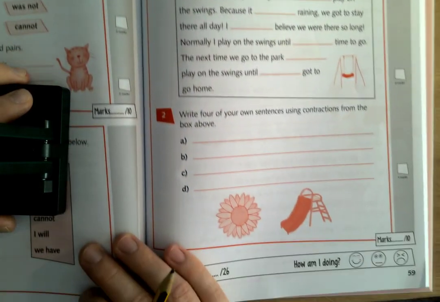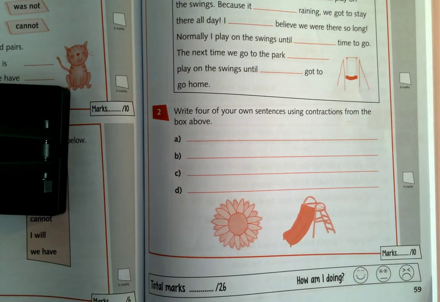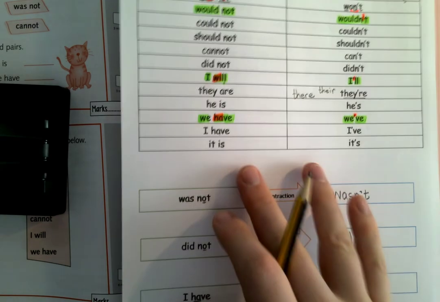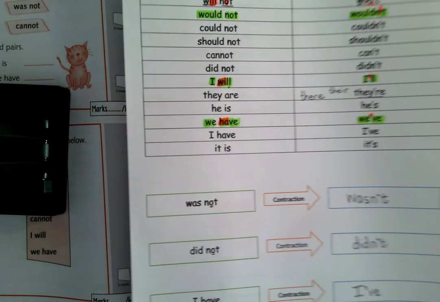If you go on to the bottom of the page, you have to write your own sentences using contractions. Again, why don't you use this little help sheet to help you? I'm wondering if you could maybe think of a sentence with even two apostrophe contractions in it, but that's going to be up to you.